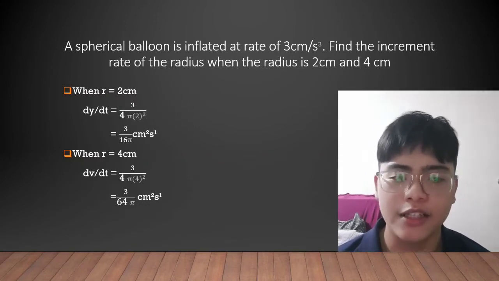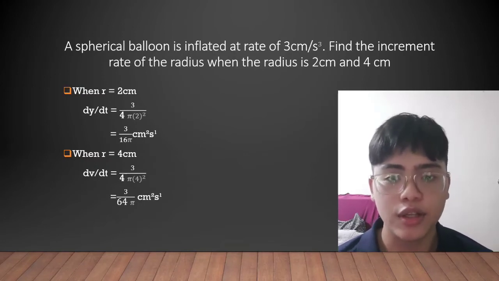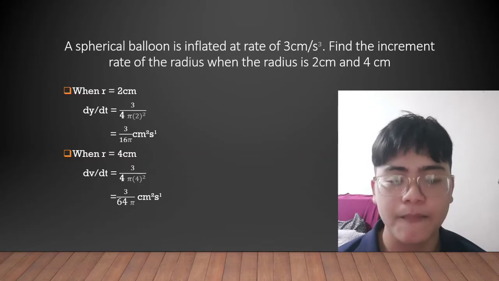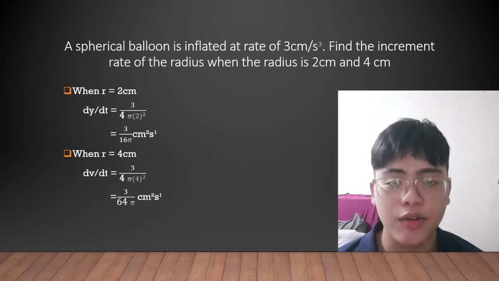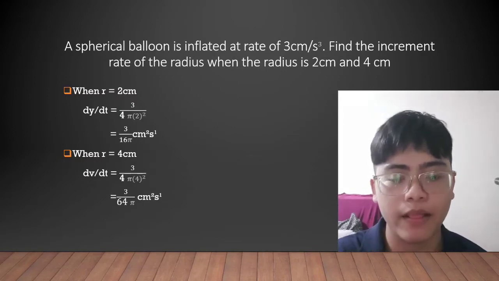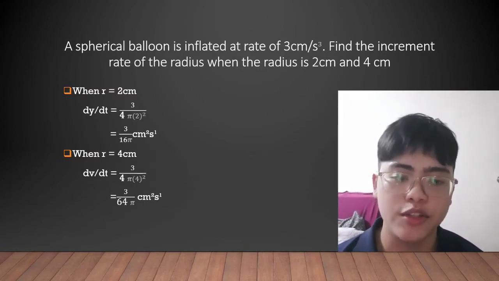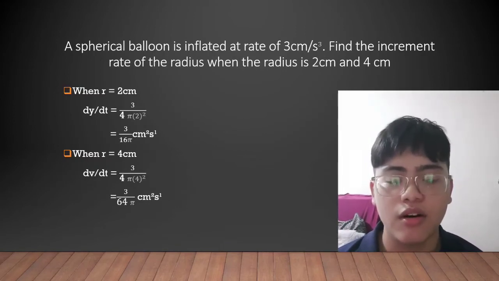When the radius is 2 cm, we use the formula we found, dr over dt equals 3 over 4 pi r squared. We put in 2 for r, so dr over dt equals 3 over 4 pi times 2 squared. The final answer will be 3 over 16 pi centimeters per second. And when r equals 4, we use the same formula, dr over dt equals 3 over 4 pi times 4 squared, and the final answer will be 3 over 64 pi centimeters per second.